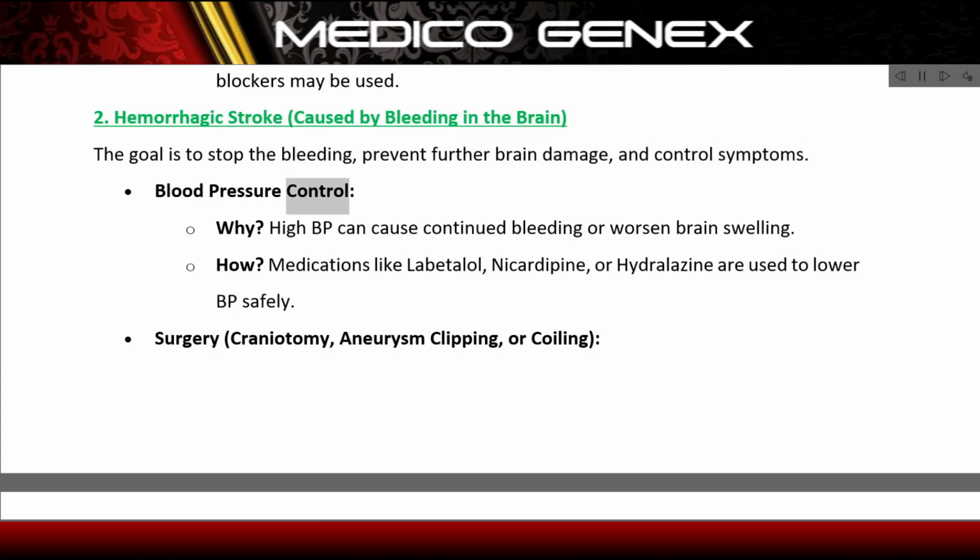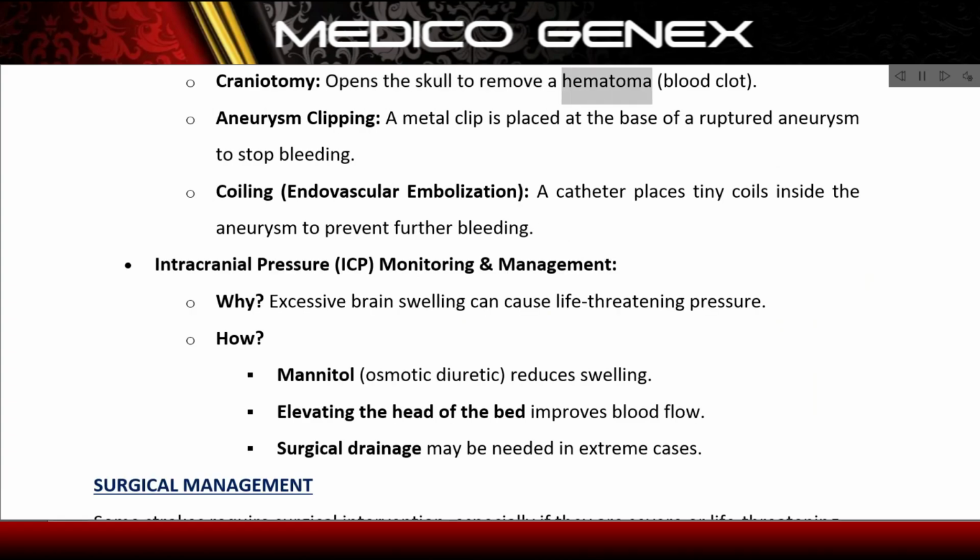Blood pressure control. Why? High BP can cause continued bleeding or worsen brain swelling. How? Medications like labetalol, nicardipine, or hydralazine are used to lower BP safely. Surgery: craniotomy, aneurysm clipping, or coiling. Craniotomy opens the skull to remove a hematoma, blood clot. Aneurysm clipping: a metal clip is placed at the base of a ruptured aneurysm to stop bleeding. Coiling, endovascular embolization: a catheter places tiny coils inside the aneurysm to prevent further bleeding.